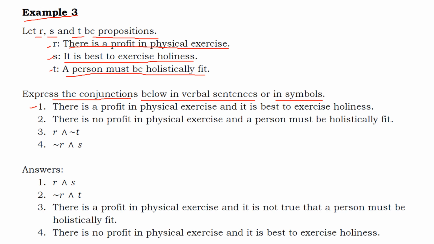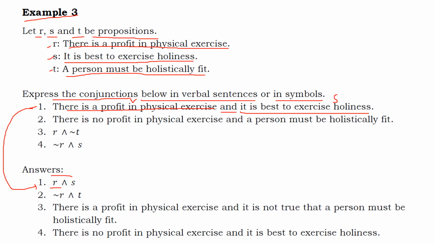For number 1, there is a profit in physical exercise. So this will serve as your R here, as you can see. This will serve as your R in your answer. So this will serve as your R proposition, as you can see in the given proposition. And it is best to exercise holiness. So it is best to exercise holiness represents your proposition S here. And ∧, that will represent your conjunction.